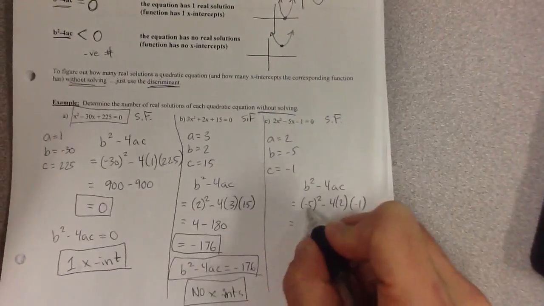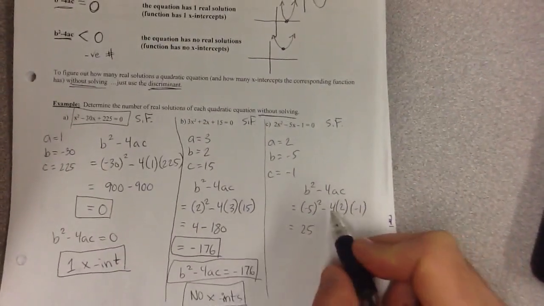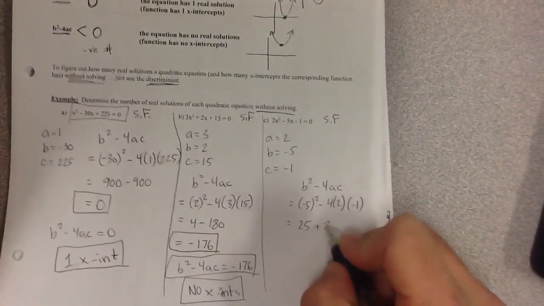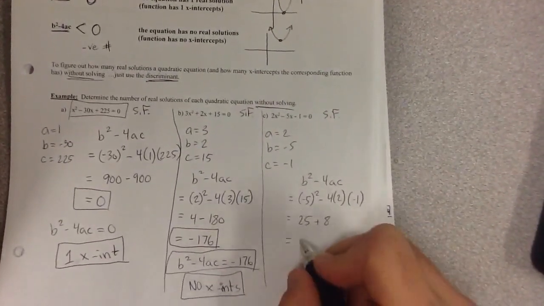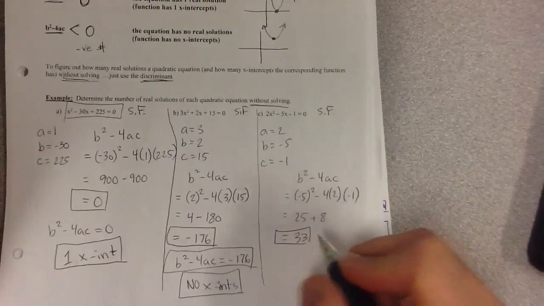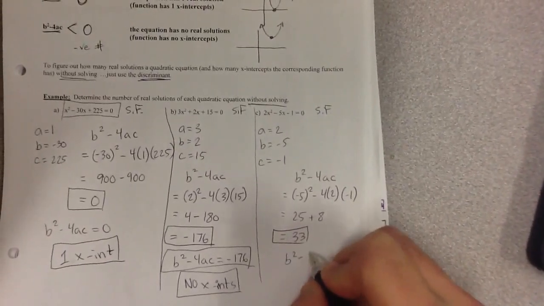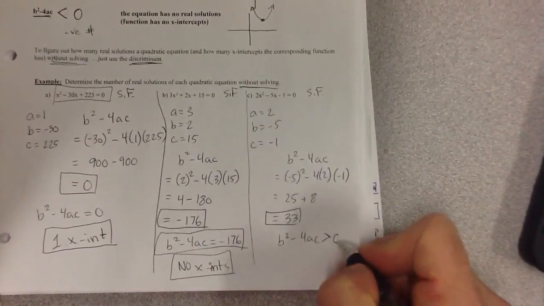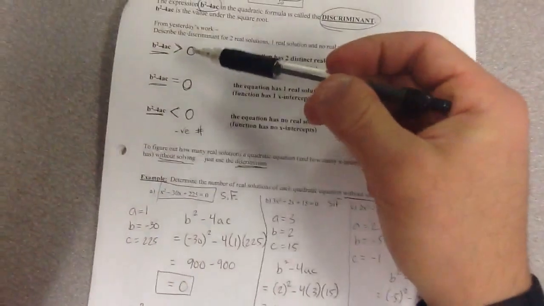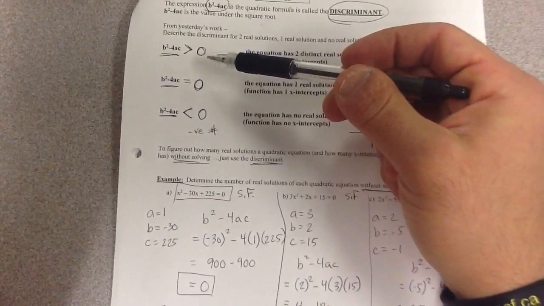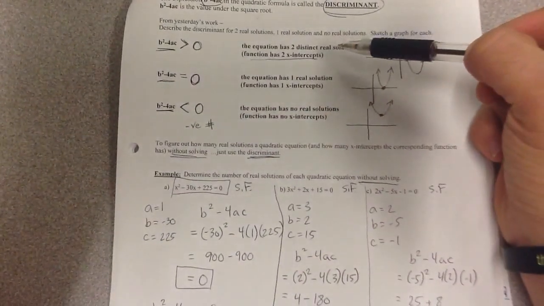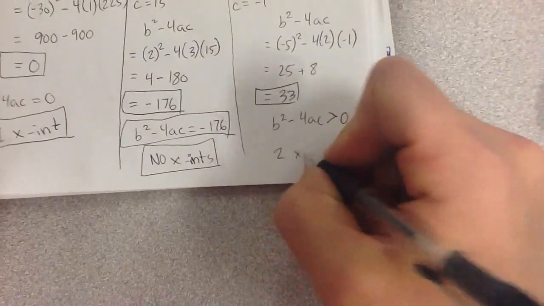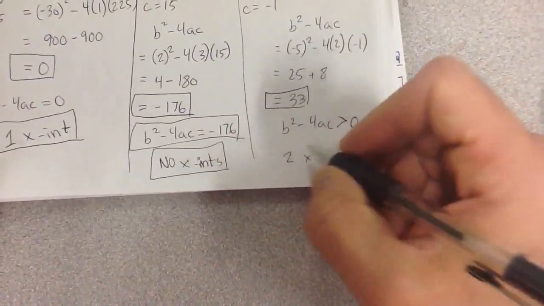So I end up with negative 5 squared is positive 25. Negative 4 times 2 is negative 8, times negative 1 is positive 8. And of course, 25 plus 8 is 33. So b squared minus 4ac in this case is a number that is bigger than 0. And if you have the discriminant bigger than 0, that means there will be 2 x-intercepts. So there are 2 x-intercepts in this case.